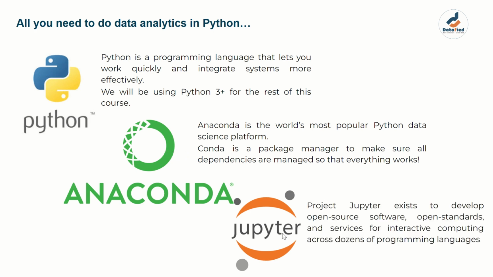Then Jupyter is another very interesting package you'll be using. It's called Project Jupyter. It exists to develop open source software, open standards, and services for interactive computing across dozens of programming languages. Jupyter understands Python, R, and some other programming languages. It is fantastic for data science and data analytics projects because of its ability to run code cell by cell and give out its output. You can write code in a particular cell, run it, and get the output immediately right under the cell. It doesn't need to pop up another window like Python does if you're using the Python interpreter.